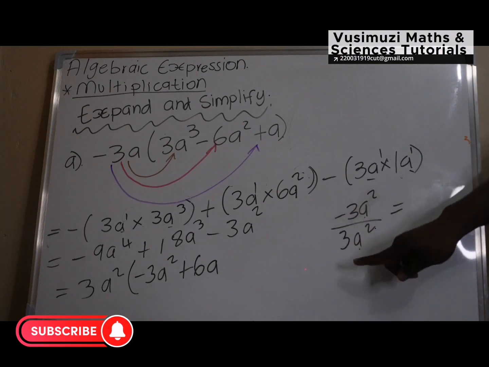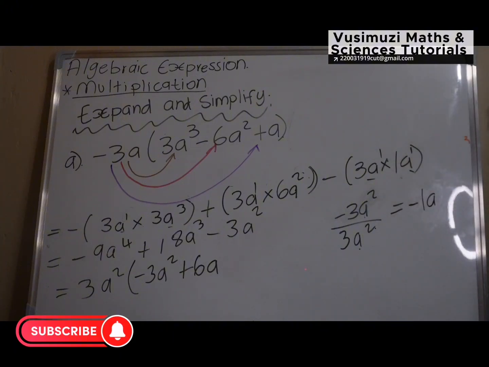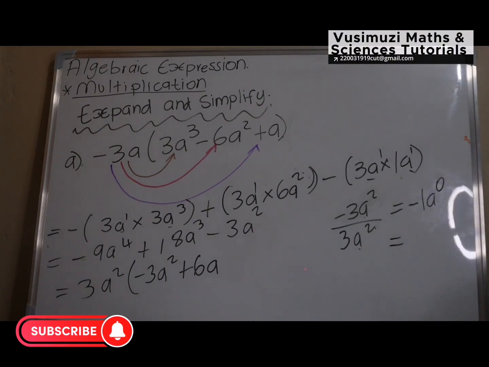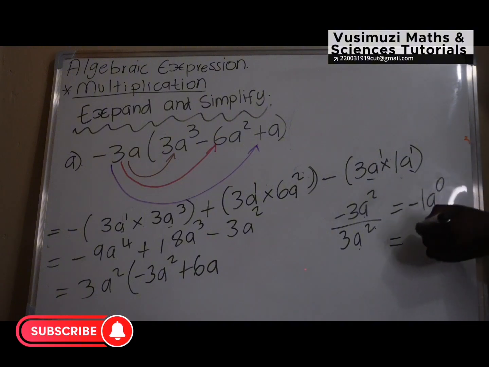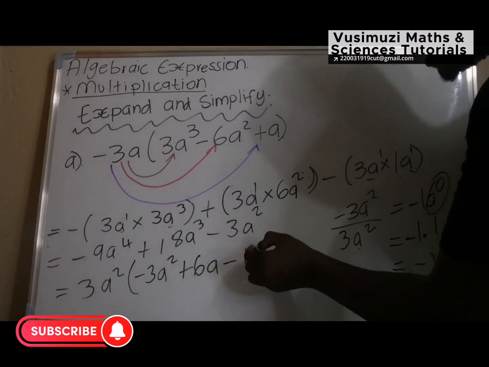Negative 3 divided by negative 3 is negative 1 here. Then A and A are like terms, therefore you drop down A. When you divide same bases, you subtract exponents. Therefore, 2 minus 2 is 0. You write 0 here. But any term or number to power 0 is 1. So negative 1 multiplied by A to power 0, which is 1. Negative 1 times 1 is negative 1, the answer. Then you close the bracket.